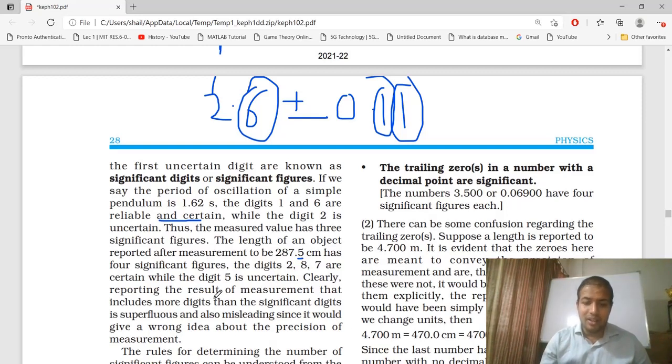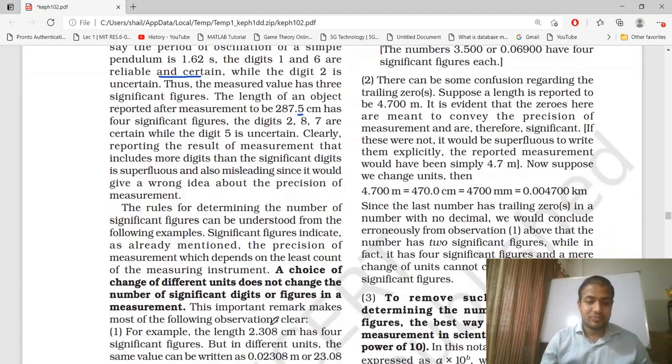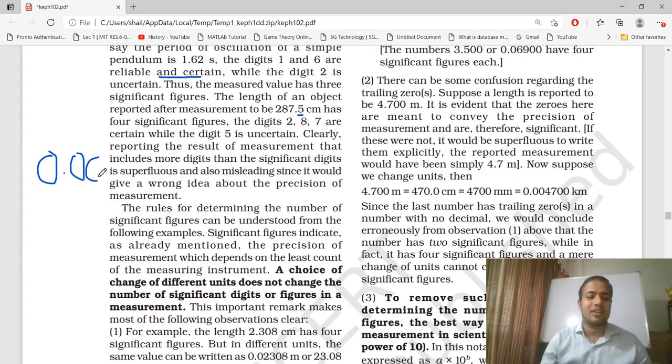Clearly, reporting the results of measurement that includes more digits than significant digits is superfluous and also misleading, since it would give a wrong idea about the precision of measurement. Suppose our vernier calipers has 0.01 centimeter precision, and after measuring it we find something more than 3 digits we are calculating.